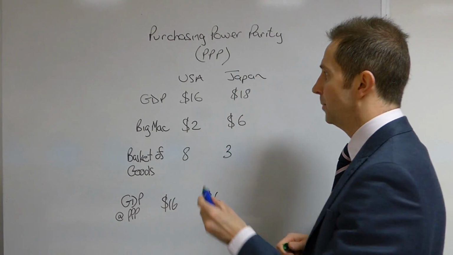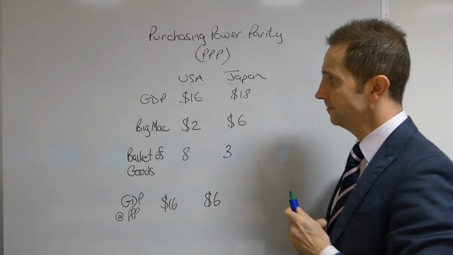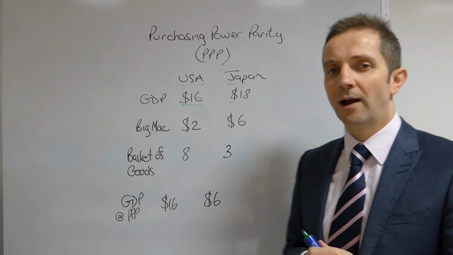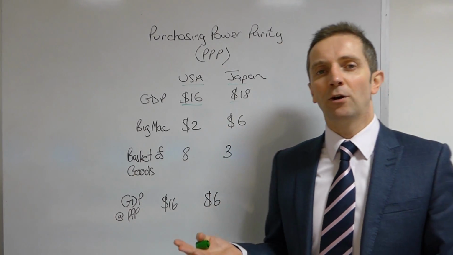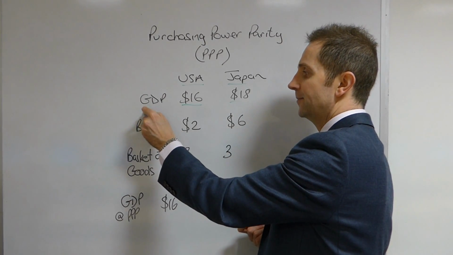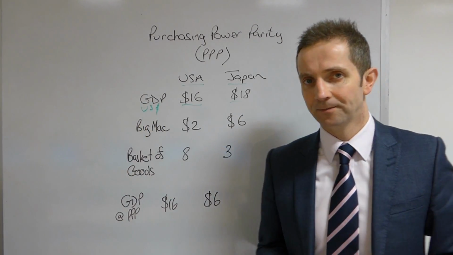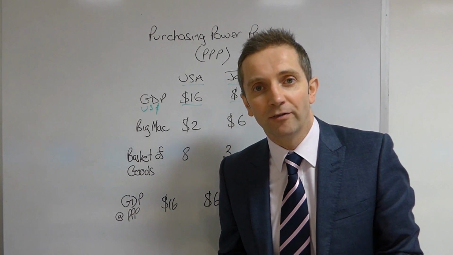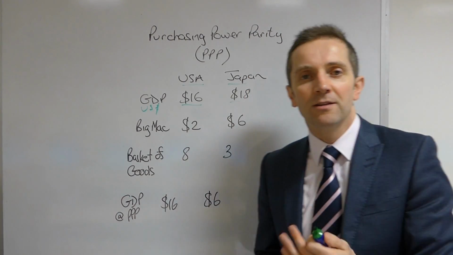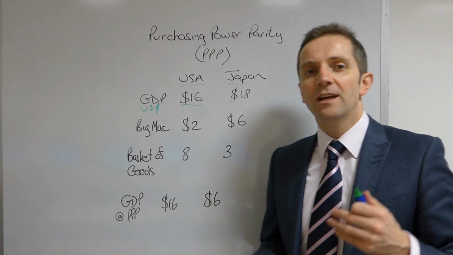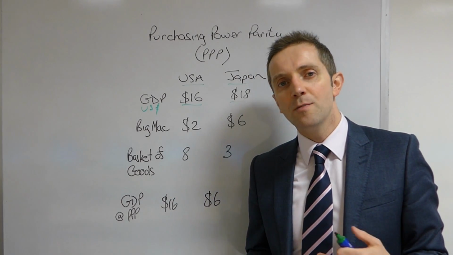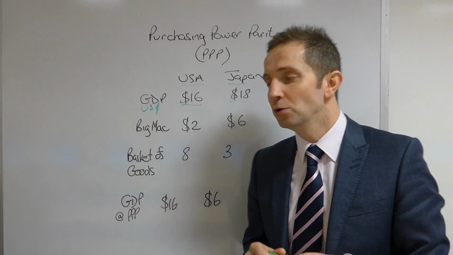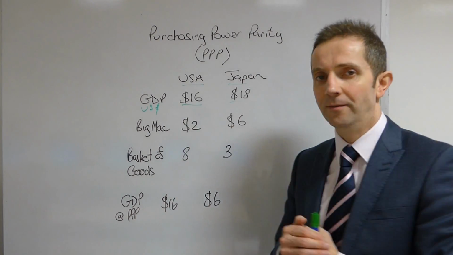So let's take this example. Here we have two countries, United States and Japan. GDP in the United States is $16, GDP in Japan is $18. Purely on that basis, these being simply values in US dollars, one would think that in Japan you were better off because you've got $18 rather than $16. But of course, that does not tell us what size of basket of goods you can purchase in the United States and Japan.